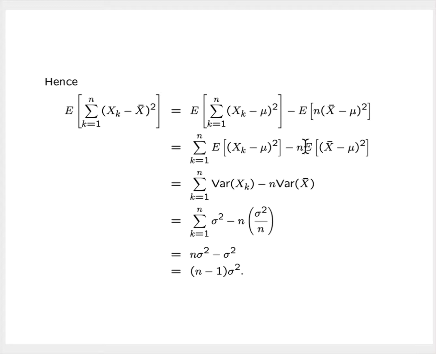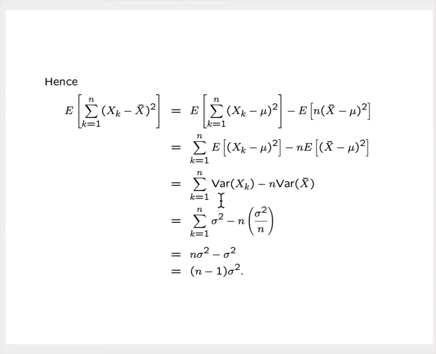And then over here, in this second expectation, remember that the mean of the sampling distribution of x bar is equal to the mean of the population that we're sampling from, in this case mu. And so we have the expected value of the square of the difference between a random variable and its mean. That is just the variance of x bar itself. And so we have the sum, k going from 1 to n, of the variance of x sub k, minus n times the variance of x bar.